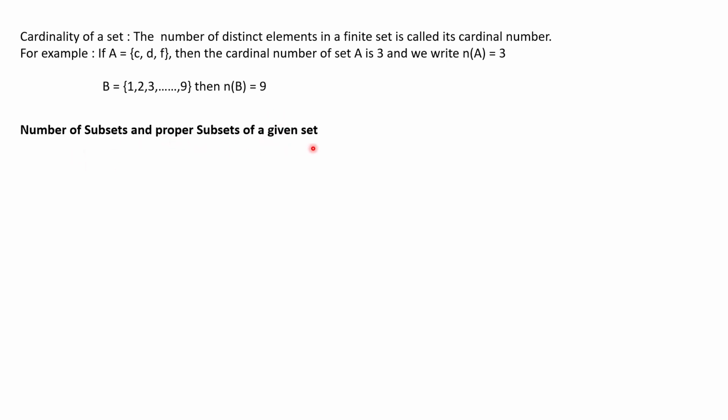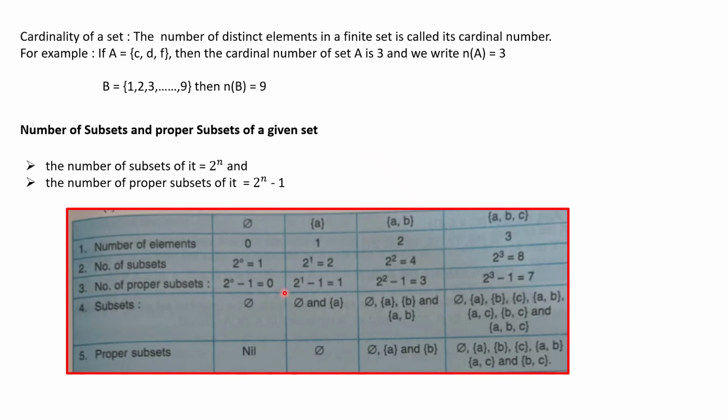Number of subsets and proper subsets of a given set. The number of subsets will be 2 to the power n and the number of proper subsets will be 2 to the power n minus 1. Now I have given one table where the first one I have taken is phi. Phi does not have any element, so n is 0. Number of subsets 2 to the power n means 2 to the power 0 which is 1. Number of proper subsets 1 minus 1 is 0. Subsets also nothing because it is a null set.